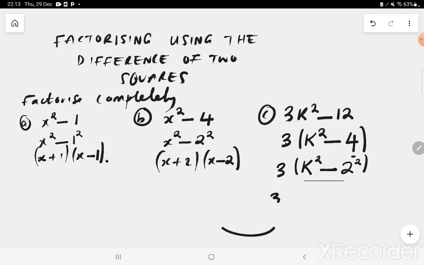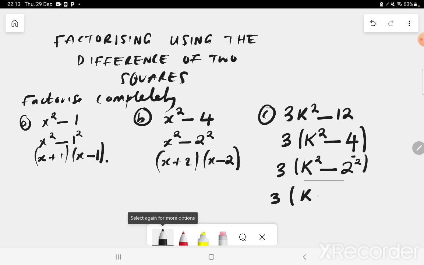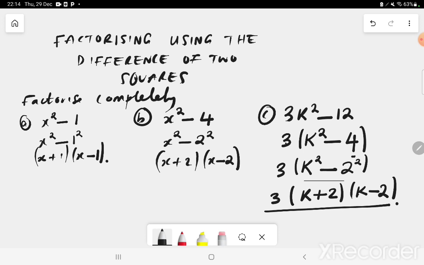So this will be 3 open brackets, k squared, sorry, the square is not supposed to be here. Okay, so this will be 3 open brackets, k plus 2, k minus 2. So we're done solving that. All right, so these are some of the examples. Let us look at another example.